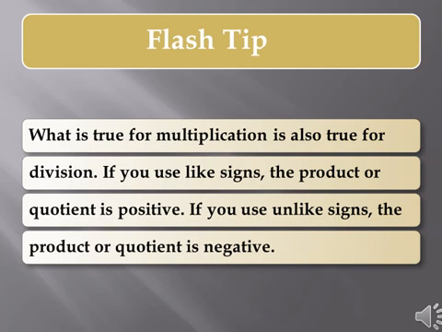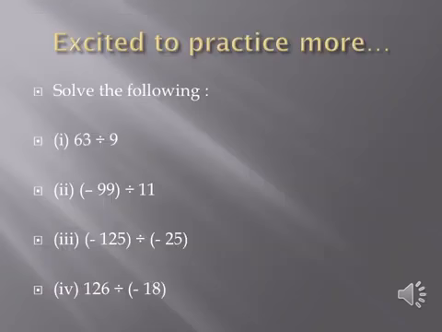Now a flash tip for all of you. What is true for multiplication is also true for division. If you use like signs, the product or quotient is positive. If you use unlike signs, the product or quotient is negative. So, same sign means positive, different sign means negative. Are you excited to practice more? If yes, then start.